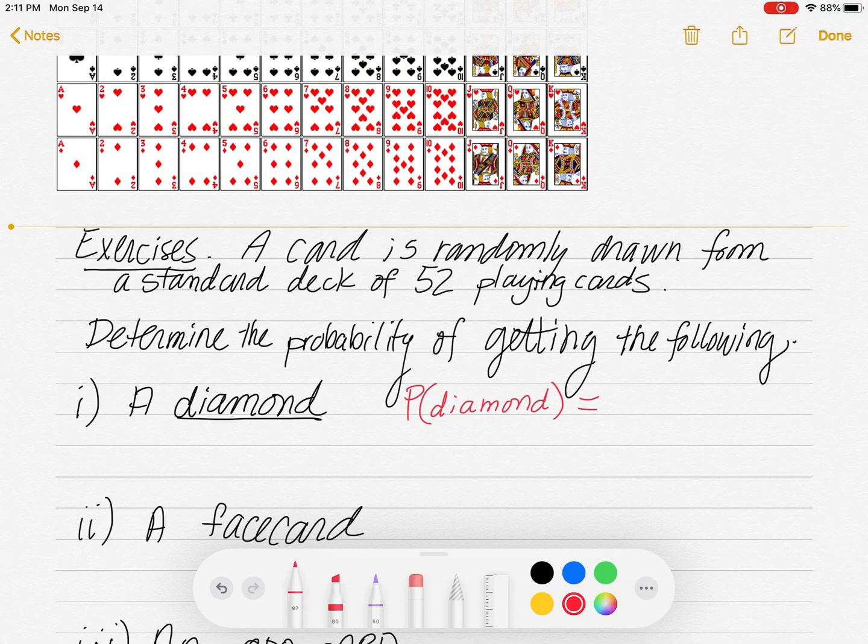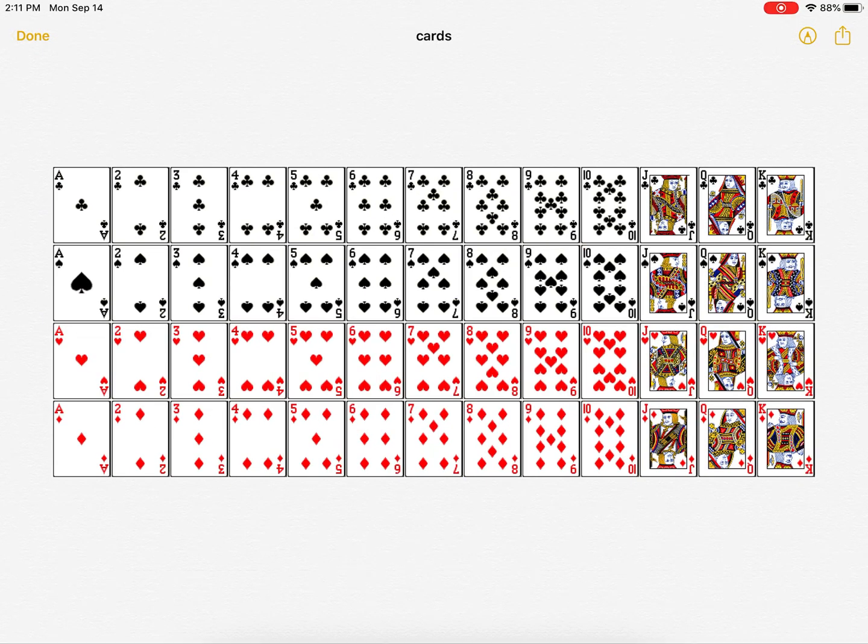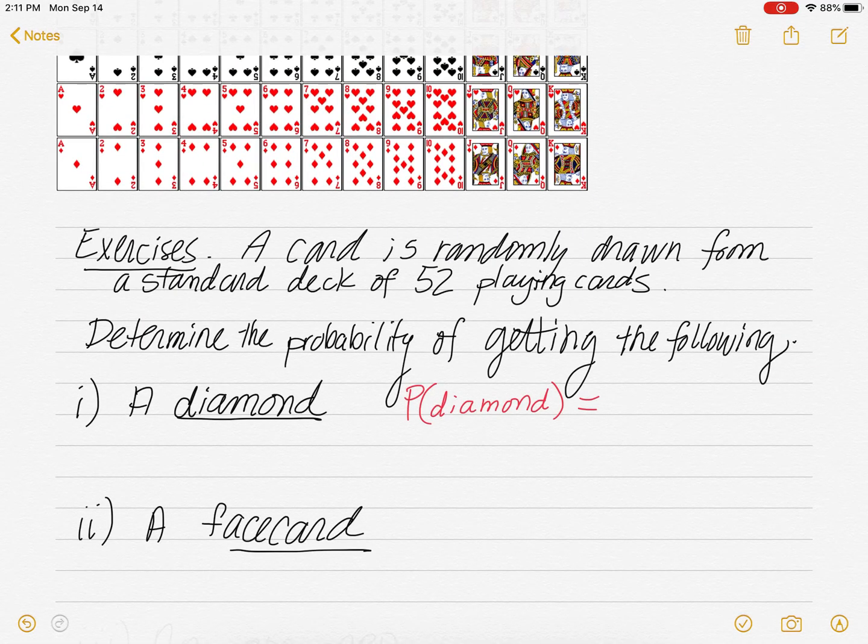So first of all, you count out how many total ways can you get a diamond? Well, there are 13 diamond cards, right? So 13 ways to get a diamond, out of a total of how many different possibilities? 52, right? 52 cards we could have selected from. So 13 out of 52, and that's the same thing as 1/4, or you could say 0.25. So the probability of drawing a diamond is 0.25.